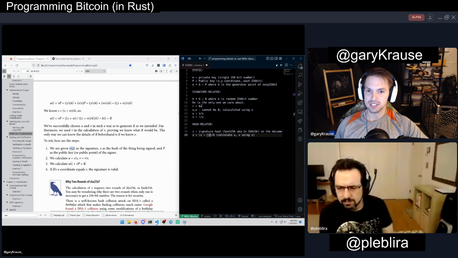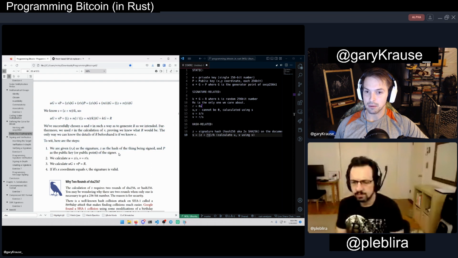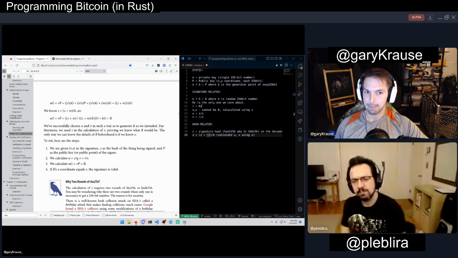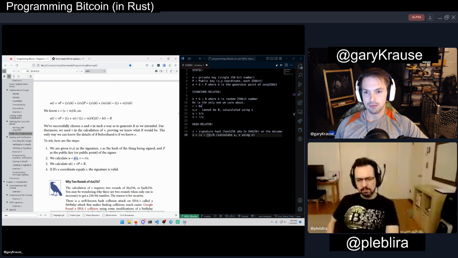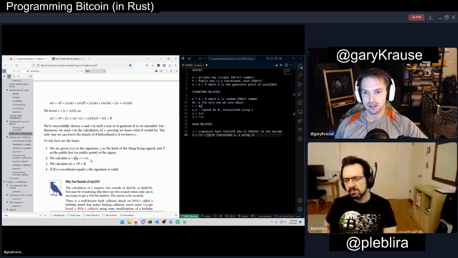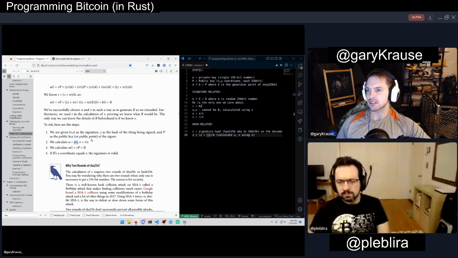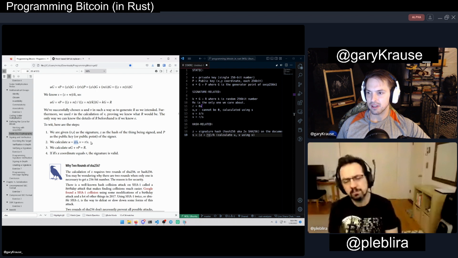We have Z, which is the hash of the thing being signed, and the public key or public point of the signer. Because we have S already, we can get U and V. Oh, okay, yeah, because it's validation. So that's why it's so recursive, where it references back to each other. If that makes sense.